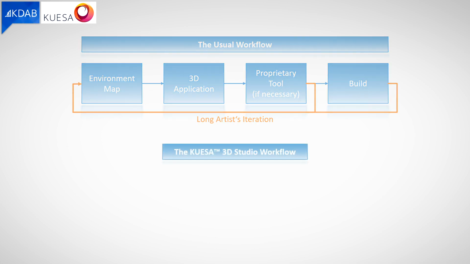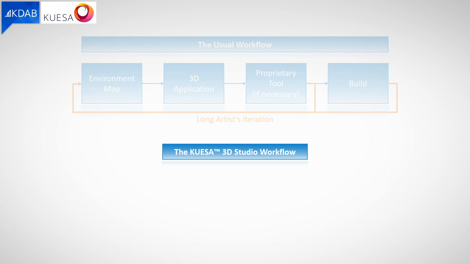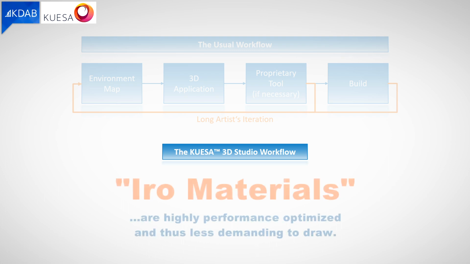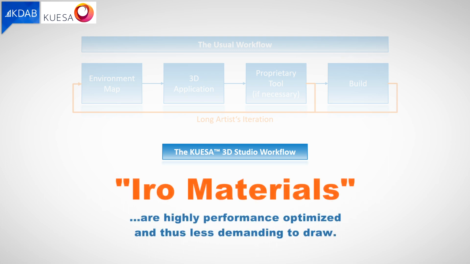In contrast to that, let's see the KUESA 3D workflow. The paradigm of KUESA 3D is to optimize the workflow. To meet the artist's requirements, KUESA Studio provides a set of materials called Iro Materials. Just a side note, of course, all other materials of KUESA, like the PBR material, meet the same requirements and can be used together with Iro Materials in KUESA.